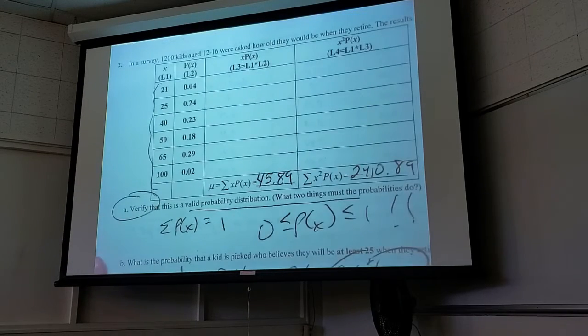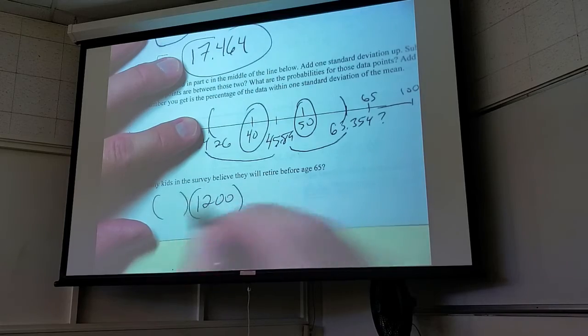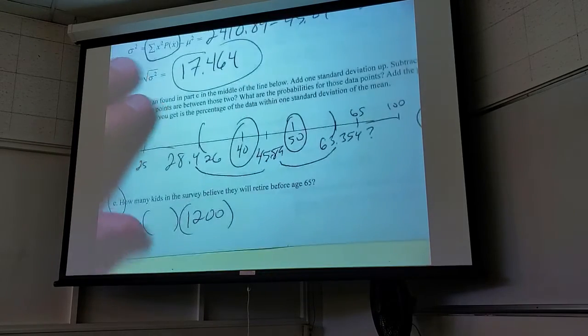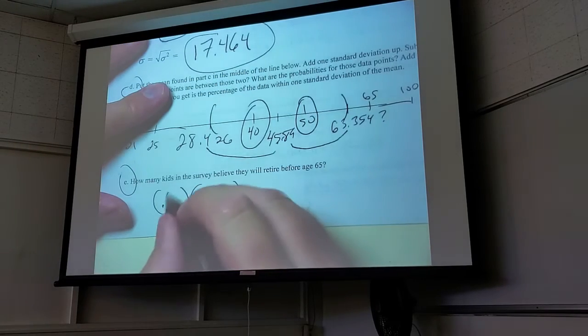So, you need two things. You need the total number of kids, well that's 1,200. And then you need to know what percentage of 1,200 would answer the question, well what percentage of the kids think they'll retire before 65? 69%. Everybody cool with that? 69%. If you add up all the percentages below 65, it's 69%. So 69% of the kids think that way, so 69% of 1,200.